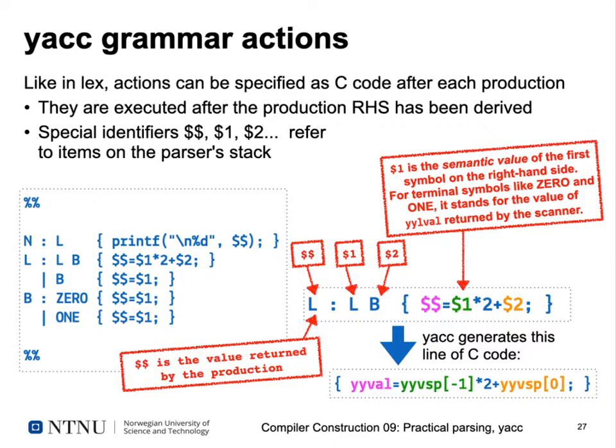$1 is the semantic value of the first symbol on the right hand side, and for terminal symbols like 0 and 1, it stands for the value of YYLVAL that's returned by the scanner. For non-terminal symbols, obviously it has to go deeper. For this, yacc would generate this line of C code and would assign YYLVAL as YYVSTACK pointer of -1 times 2, which is literal here, plus YYVSTACK pointer of 0. So it takes these two elements from its internal stack, uses them as integer values to calculate our new YYLVAL that's internally then returned.